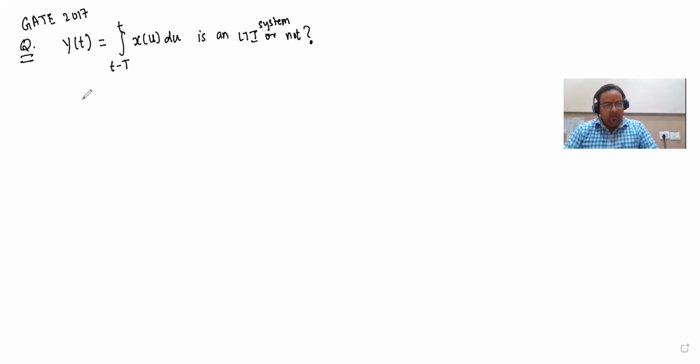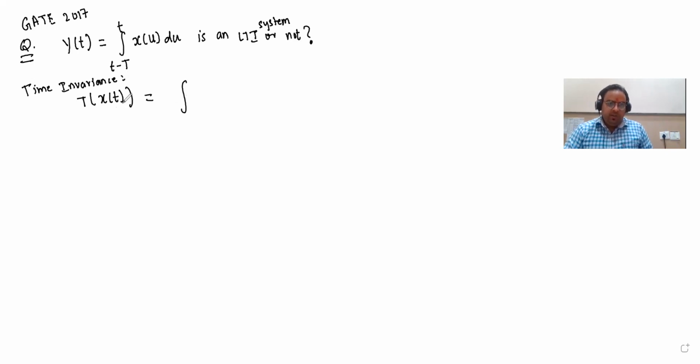Now let us express this particular system in this manner. Suppose T of x of t is equal to what we have been given. First, what do we do to check the linear time invariance? I'm checking the time invariance first. Time invariance basically signifies whether the delay that has been caused in the input is the same delay reflected in the output or not.